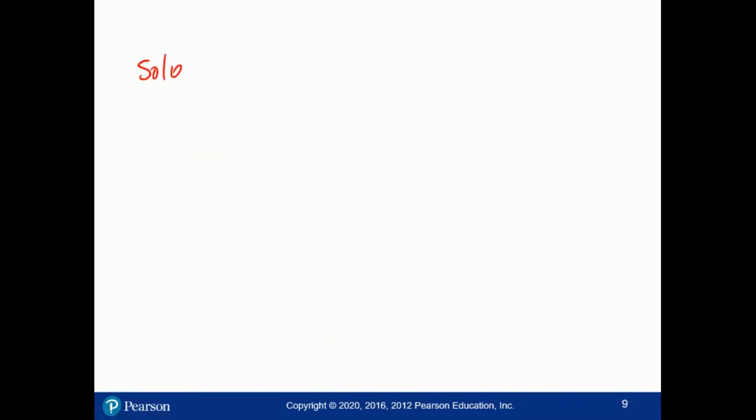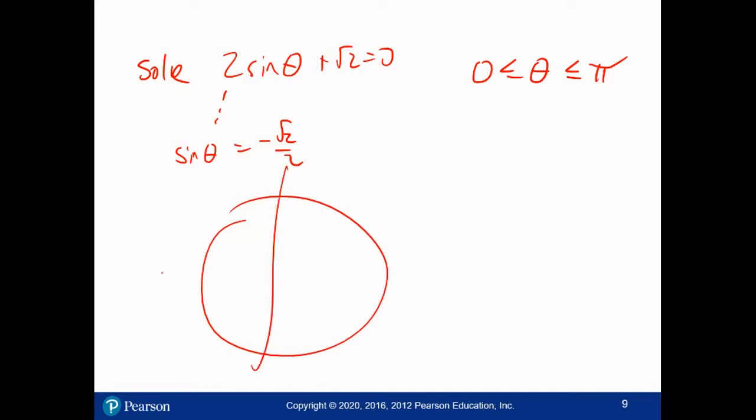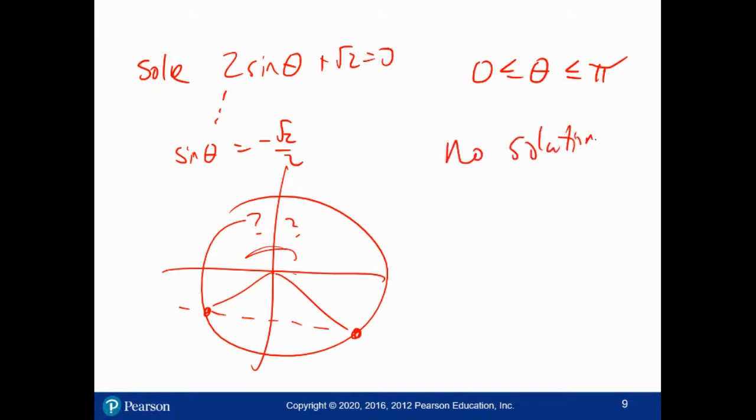Solve 2 sine theta plus root 2 equals 0, which we already know is going to give us sine of theta is negative root 2 over 2. And now let's say that theta has to be between 0 and pi. Well, with the same picture, we get these two angles, and there are no first or second quadrant angles that will produce a sine of the angle being negative. So there are no solutions. So again, depending on how the restriction is phrased, the type of answer you're going to get is going to be very different.